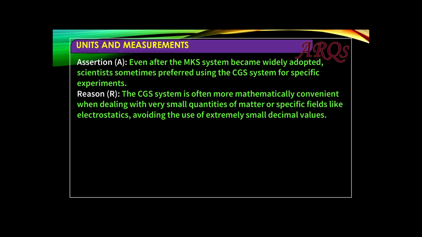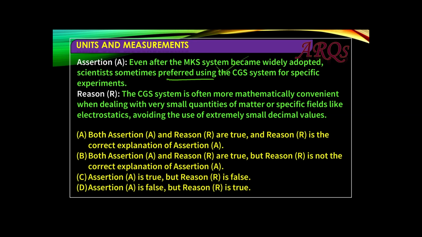Another assertion reason: even after the MKS system became widely adopted, scientists sometimes prefer using CGS for specific experiments. We use centimeter, gram, second, etc. So assertion is true. In CGS system, it is more mathematically convenient when dealing with very small quantities. True. Or specific fields like electrostatics, avoiding use of small decimal values, especially in chemistry you also use gram, etc. That is also true. Between A and B, the reason is the correct explanation for the assertion. So the answer is A.